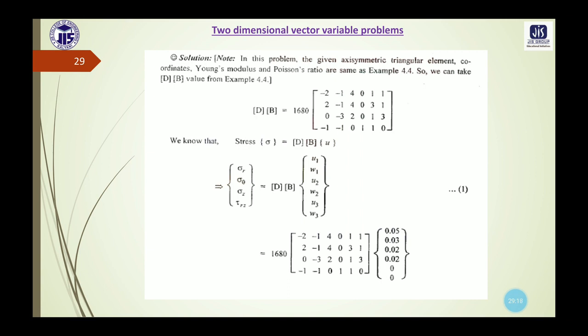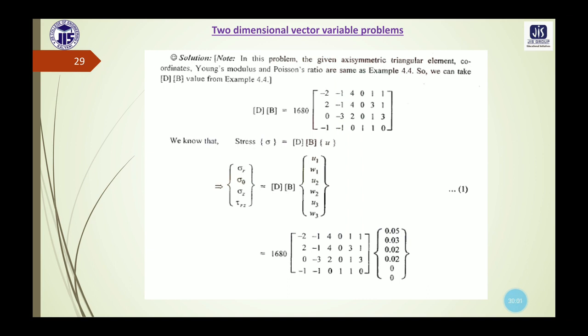First we need to perform the matrix multiplication of the stress strain relationship matrix and strain displacement matrix, which is D into B. As the values given in this diagram are similar to the earlier problem, we have directly used that value here. Next we need to calculate the stress sigma, that is the multiplication of D and B and multiplied by U, the column matrix.